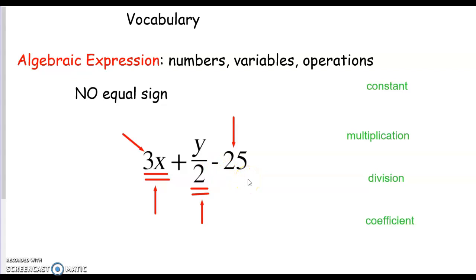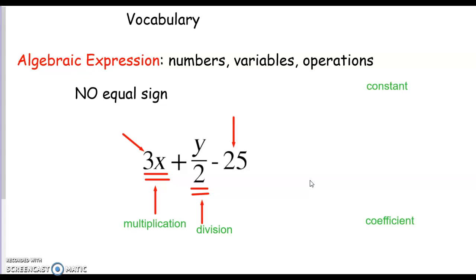Let's go through a couple of review vocabulary terms. First of all, when I have a number and a variable right next to each other, or even two variables, that means I need to multiply those two together. When I have a fraction like y over 2, a fraction is a division problem. It's the same as saying y divided by 2.